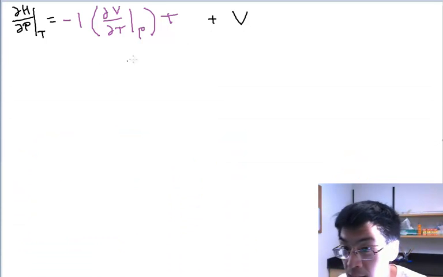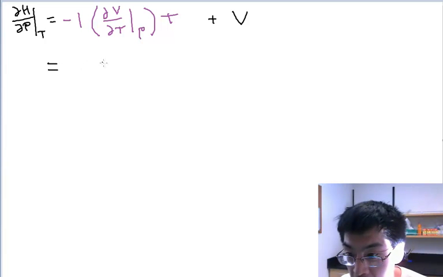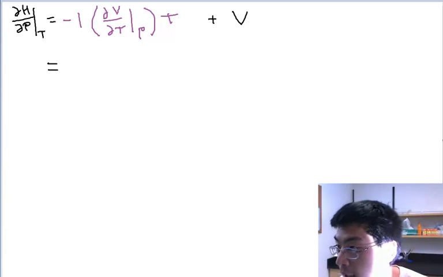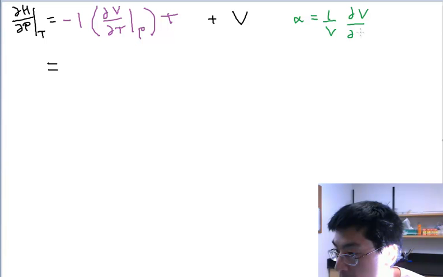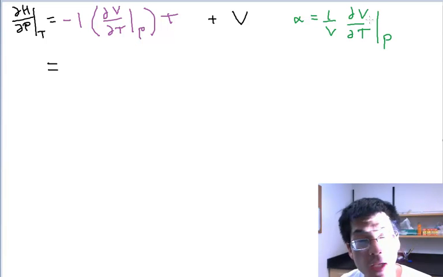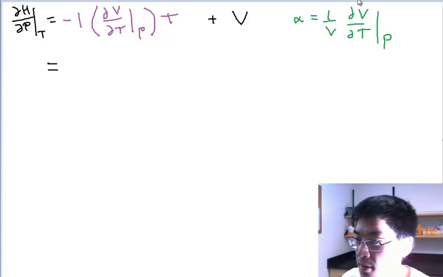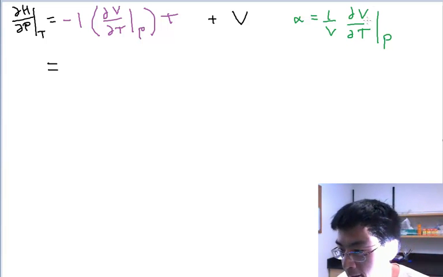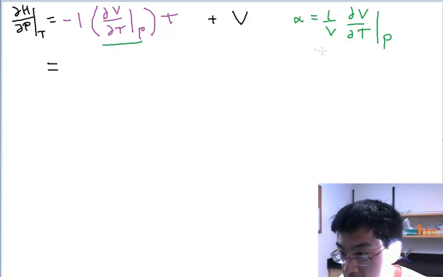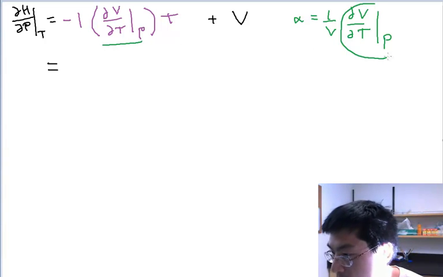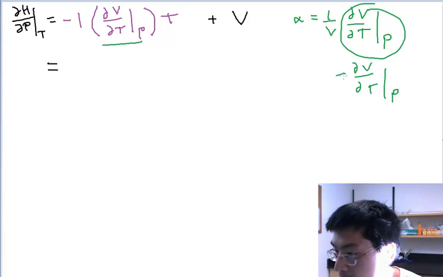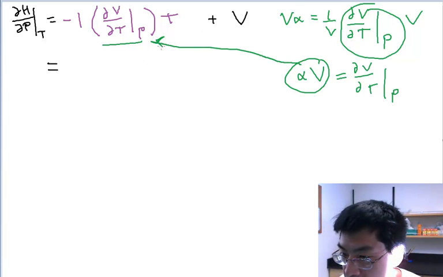Now I've got to put the alpha in. Remember, the definition of alpha is 1 over V dV/dT at constant P, because alpha is the coefficient of thermal expansion. As the temperature goes up, the volume goes up. So I have dV/dT here. How can I substitute alpha in? Let me solve for dV/dT here. dV/dT at constant P is equal to alpha times V, by multiplying by V on both sides. So I'm going to put this in for that.